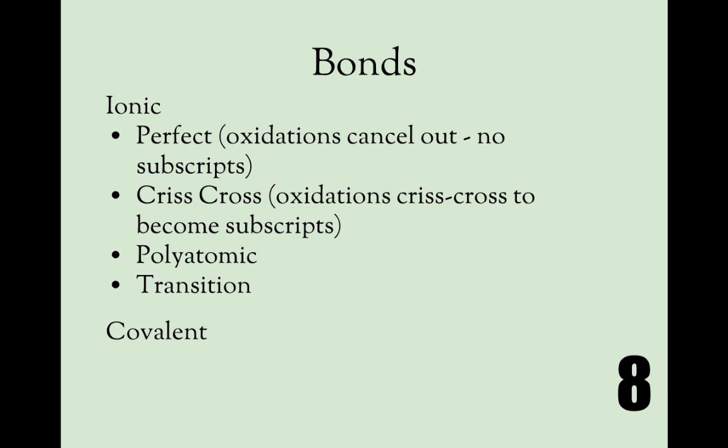Okay, so you have two types of bonds, but within ionic, you have 4 different subtypes, if you will. You have perfect, where the oxidations cancel out and there are no subscripts. You have crisscross, where the oxidations will crisscross to become subscripts. And then you'll have polyatomic and transition. We'll talk more about those in the next video. You also have covalent.